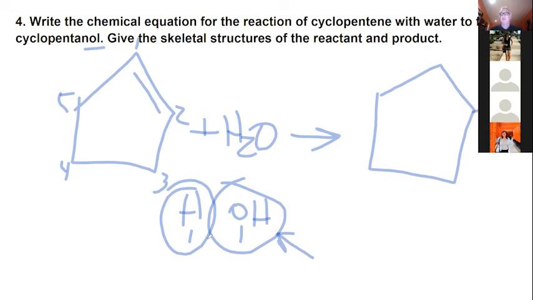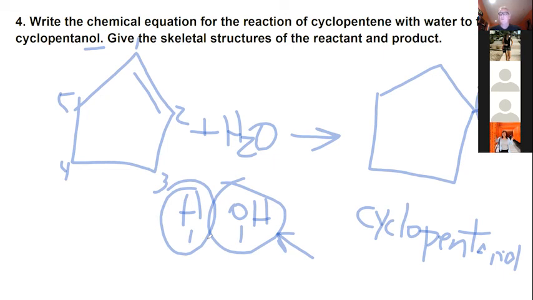one of them gets a hydroxyl. The other one gets a hydrogen, but we don't draw hydrogens on skeletal structures. That's what the skeleton looks like. That is cyclo, because it's in a ring, pentan, because it's 5, and -ol, because it's an alcohol now.